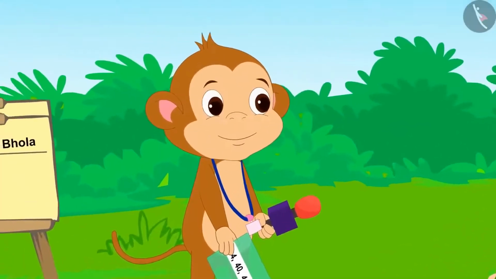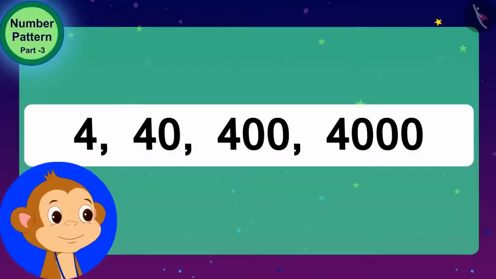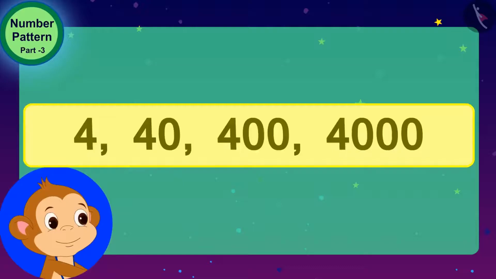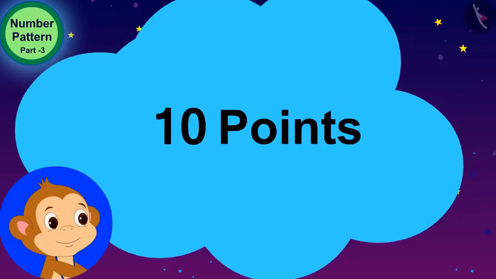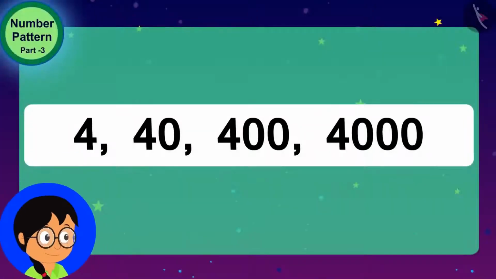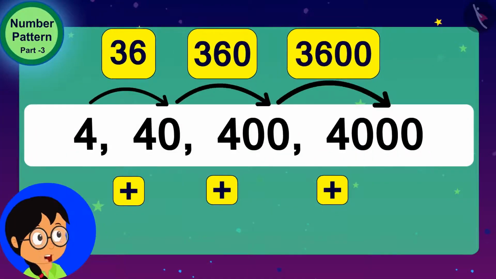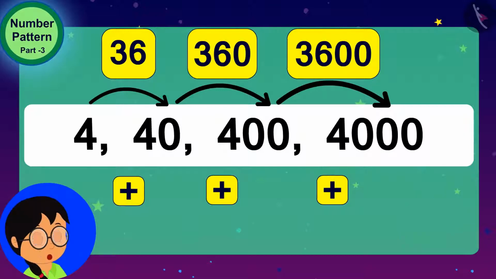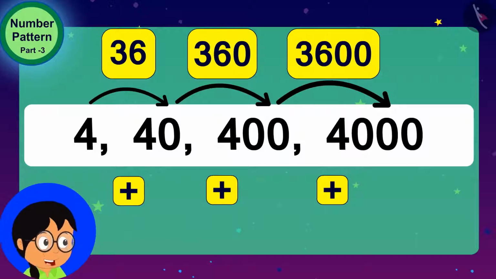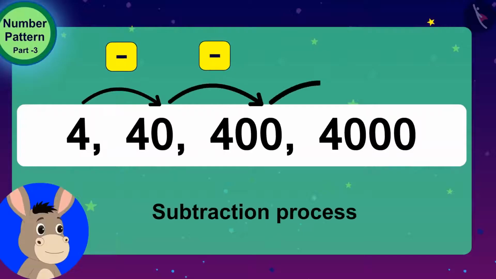Now Babban showed the contestants the second number pattern. Babban said, "You have to find the rule of this number pattern. Whoever finds it first will get 10 points." Meenu tried to use the addition process. In this pattern, no rules can be made using the process of addition because different numbers are being added each time. Bhola tried to use the subtraction process.